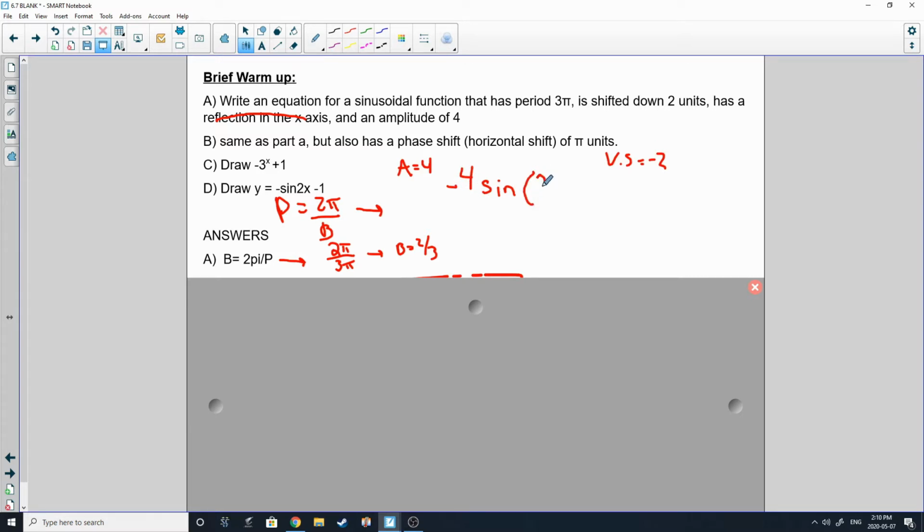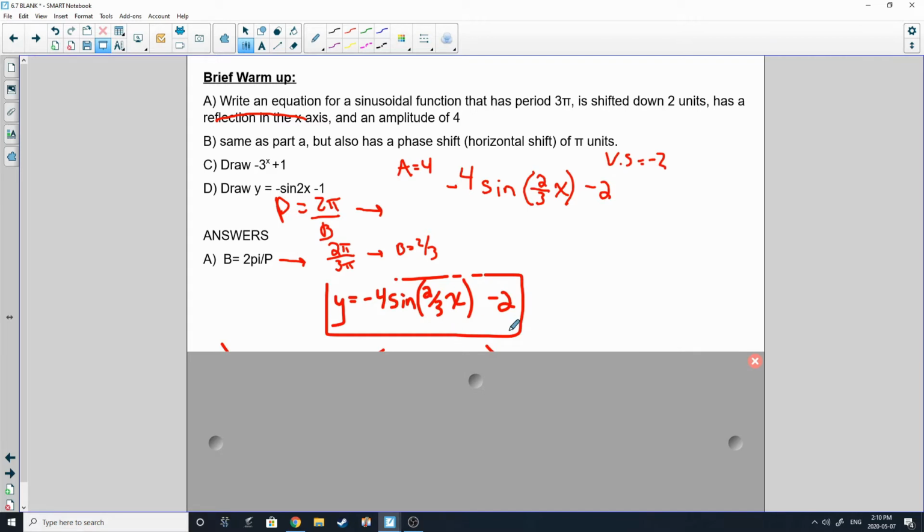Now remember, it's bx. So b is 2/3 times x. And then if there's any vertical shift, that's outside. So there's our answer for A. There it is, maybe written a little bit nicer.